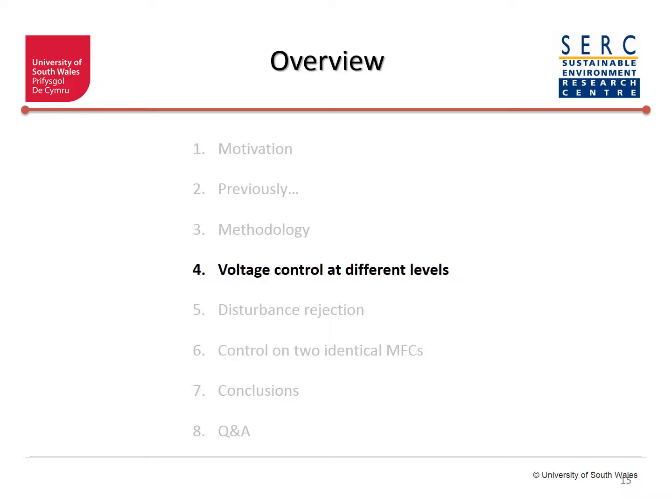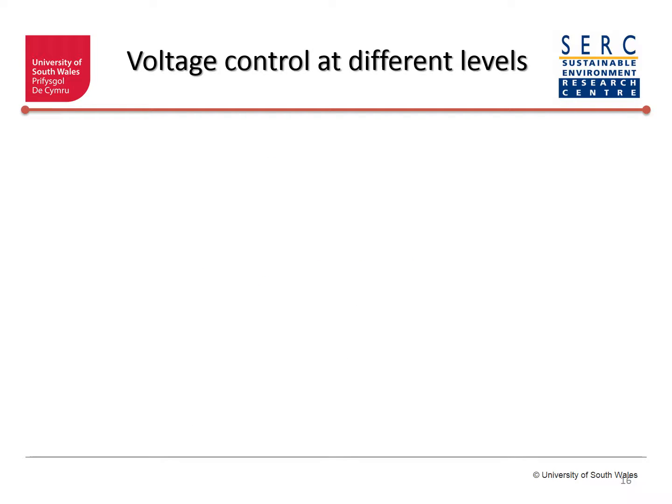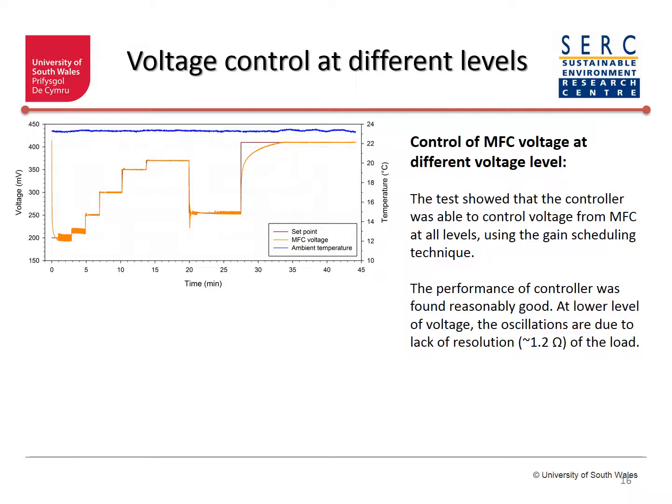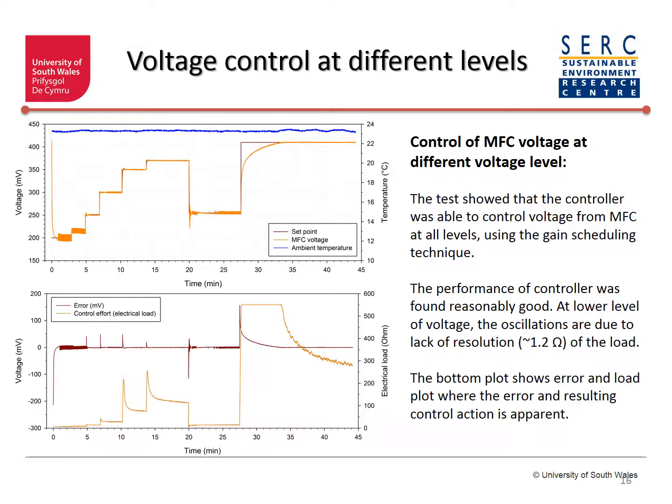Let's look at the results. As we can see here, the controller was able to control voltage at all levels satisfactorily. At lower voltages, some noise can be seen, which was due to the lack of resolution in potentiometer. In the bottom graph here, it can be seen that the steady state is 0. Also, you can see that the resistor value was changing in order to match the voltage level.